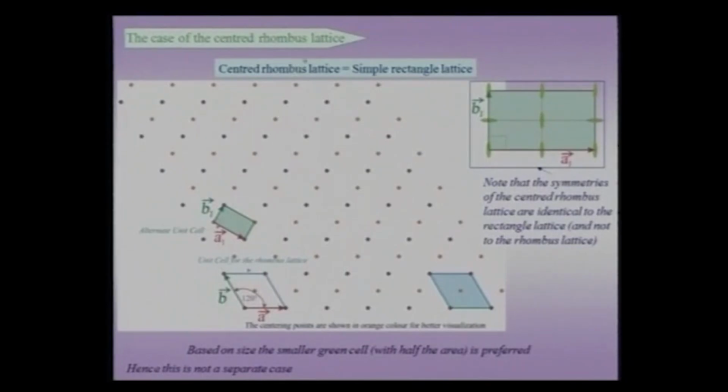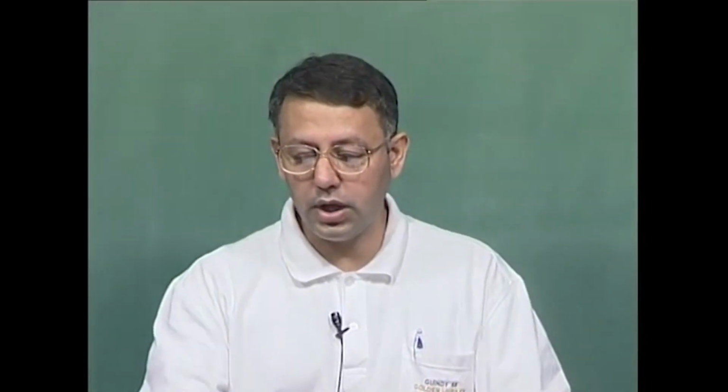We also said that the centered rhombus lattice is nothing but the simple rectangle lattice, and that is also clear looking at the symmetry layout. You can see that the symmetry layout is exactly identical to the simple rectangle lattice which we had considered before, and it does not have the hexagonal symmetry, which is what a rhombus lattice should have. Therefore, either based on the choice of the unit cell or based on symmetry, things are coincident here.